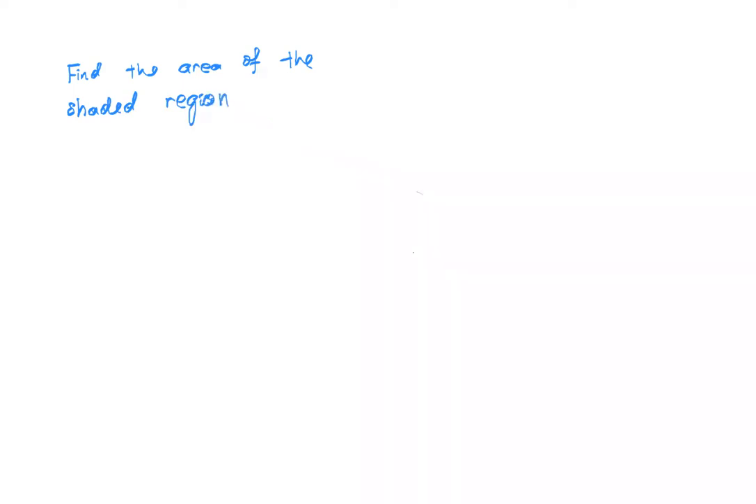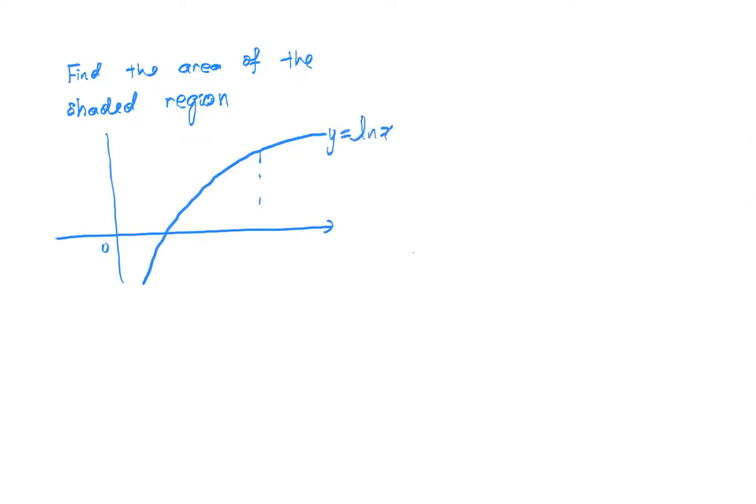Find the area of the shaded region, okay? I give you the graph. I tell you this is y equal to ln x. And I want this area of the shaded region. Okay, how are you going to settle this without the information from part A? Anyone, any suggestion?